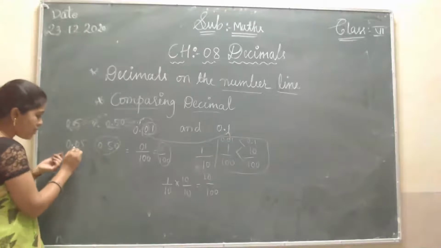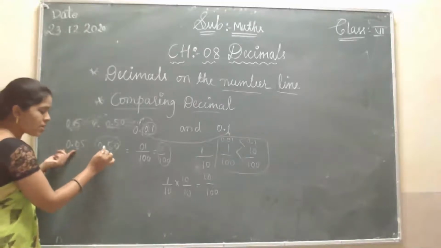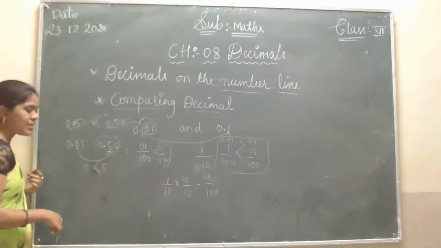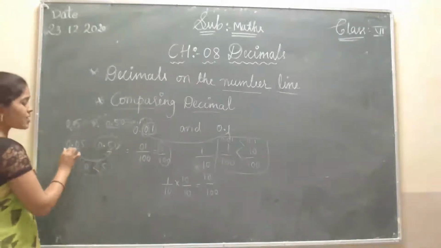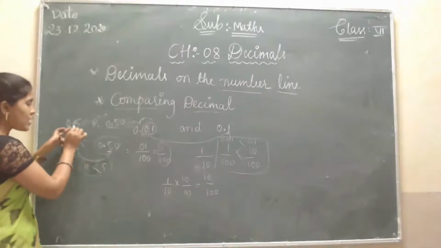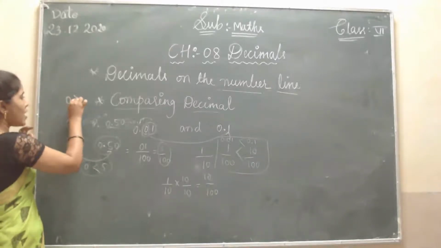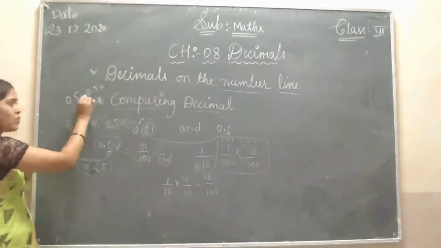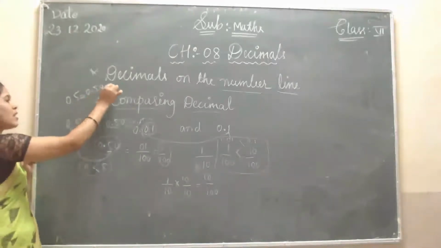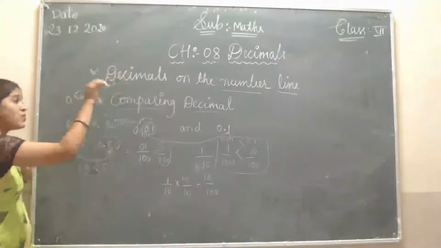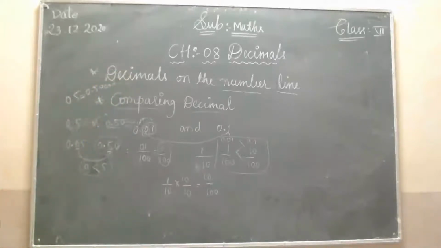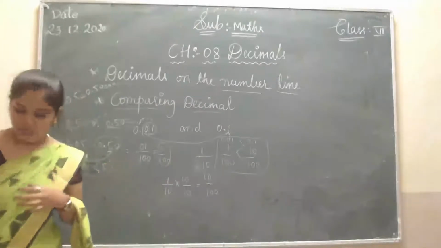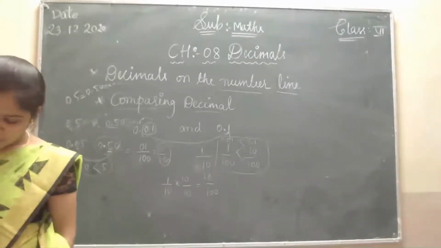See here, after the decimal there is a 0 here, and here after the decimal there is a 5. Which is greater, 0 or 5? Obviously 5 is greater. So in this case we have to check. In the case of 0.5 or 0.50, they are equal, because after the number, any number of 0s have no value. So hope you understood this one.